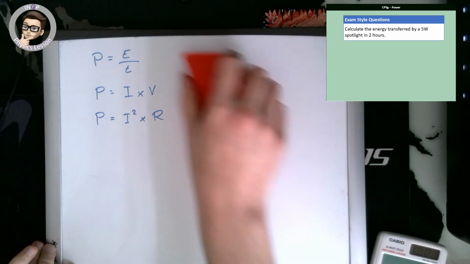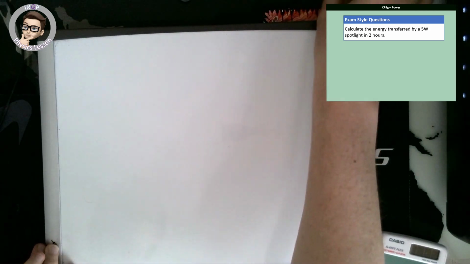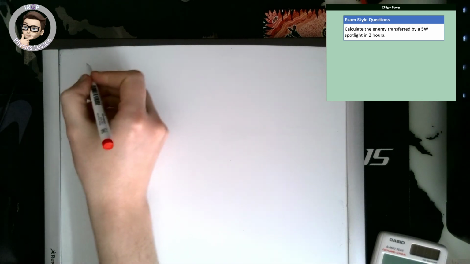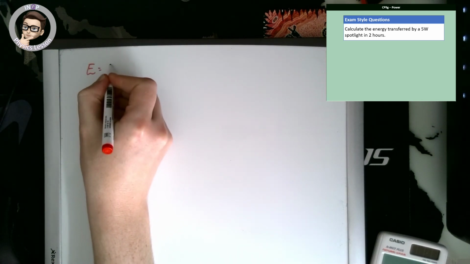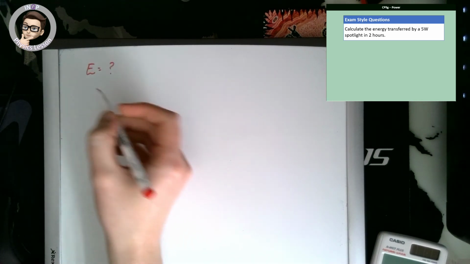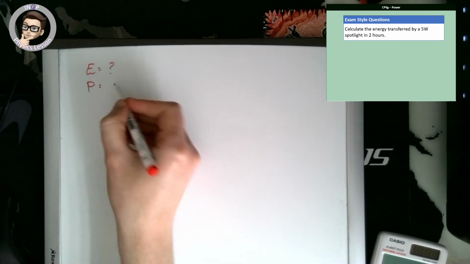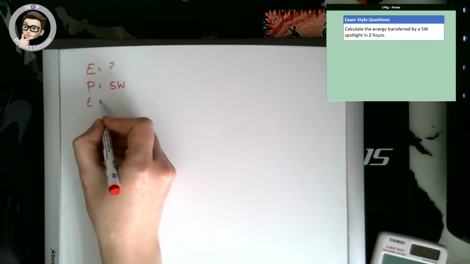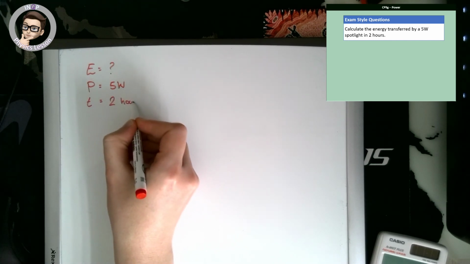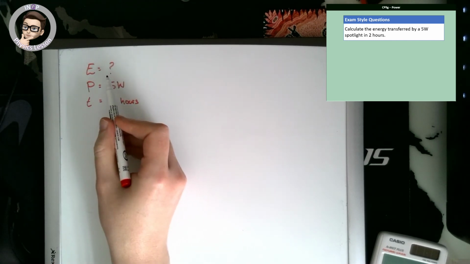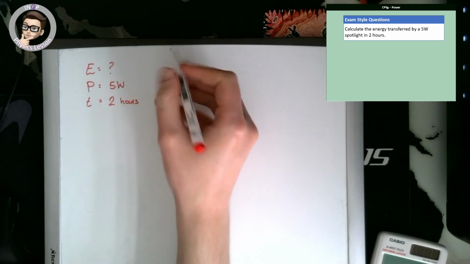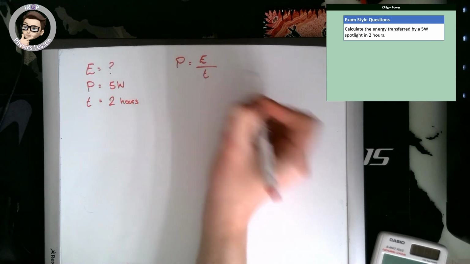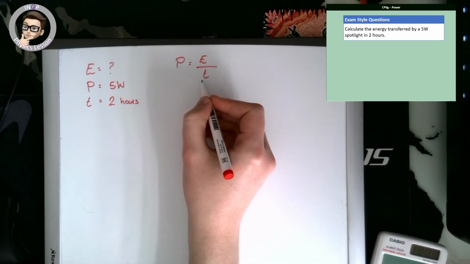Okay, well done. So let's write down what information we know and let's decide on the equation we're going to use. So we want to work out energy. We know that the power is going to be 5 watts, and we know that the time is going to be 2 hours. Well, we don't know the energy, but we do know the power and the time. Power equals energy divided by time. Let's rearrange it for energy.